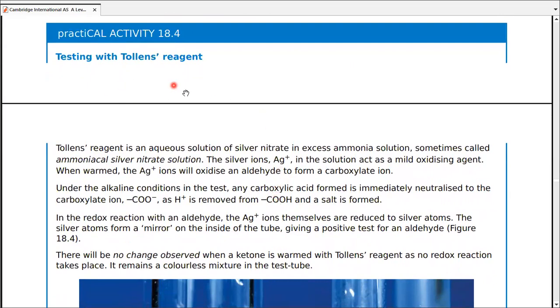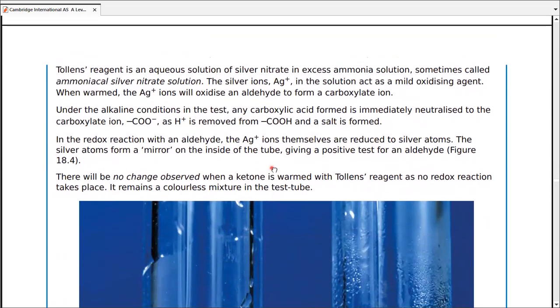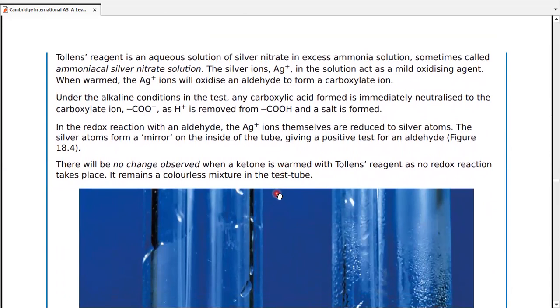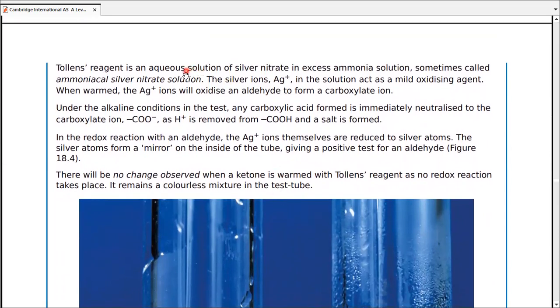All right. Now, testing with Tollens' reagent. These are all the names of the scientists after whom we have named the reagents. Tollens' reagent is actually an aqueous solution of silver nitrate in excess ammonia solution. Silver nitrate, AgNO3, excess ammonia. Sometimes it's also known as ammoniacal silver nitrate. Now, it's also spelled as ammonical or ammoniacal. You can put this A in or take it out of the pronunciation.